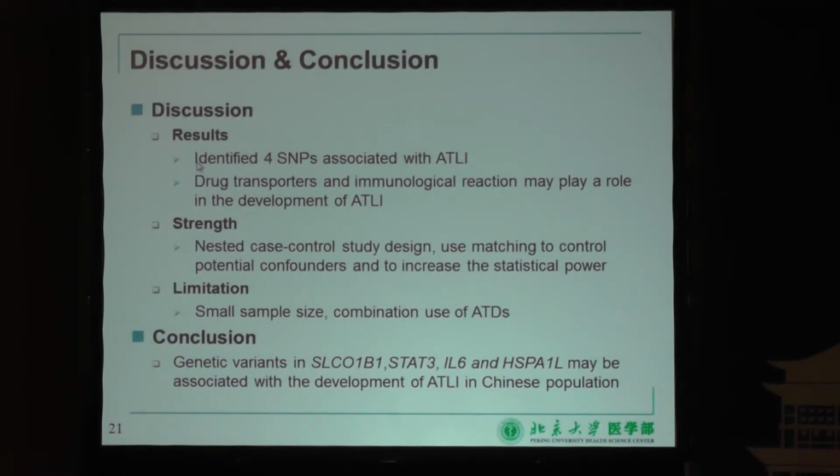For the conclusion, we found genetic variants in SLCO1B1, ST8SIA, IL6, and HSPA1L may be associated with the development of ATLI in the Chinese population. We hope this result can help in further research on the mechanism of ATLI, and maybe provide evidence for the prevention of ATLI and individualized treatment of tuberculosis patients.